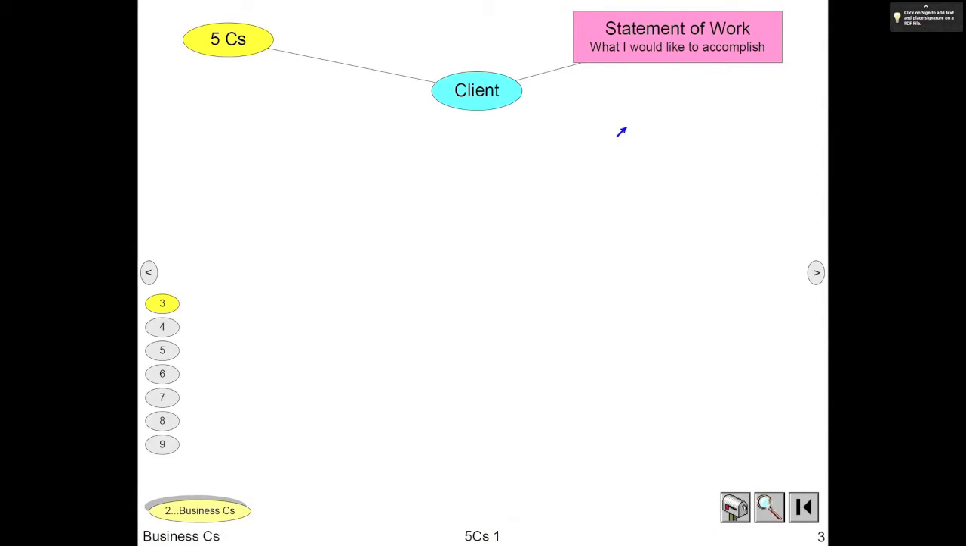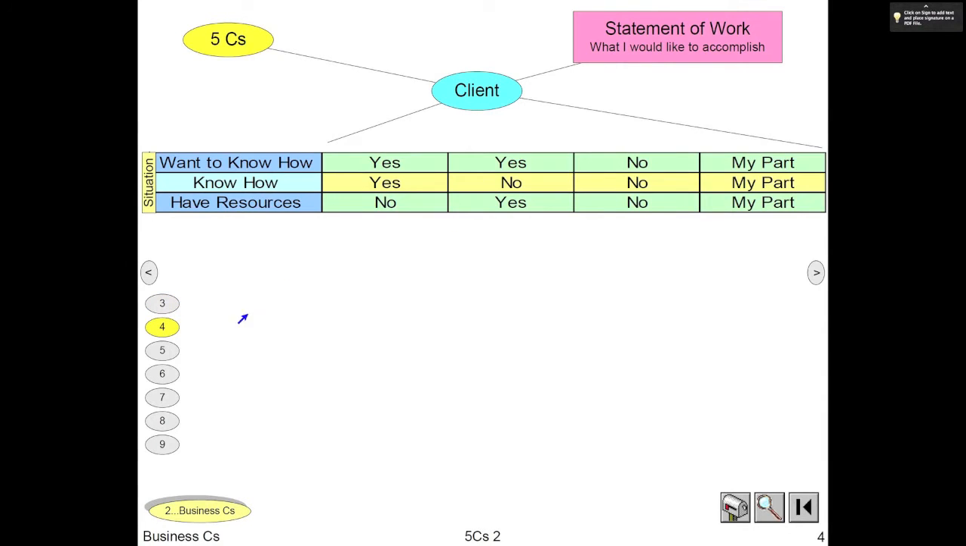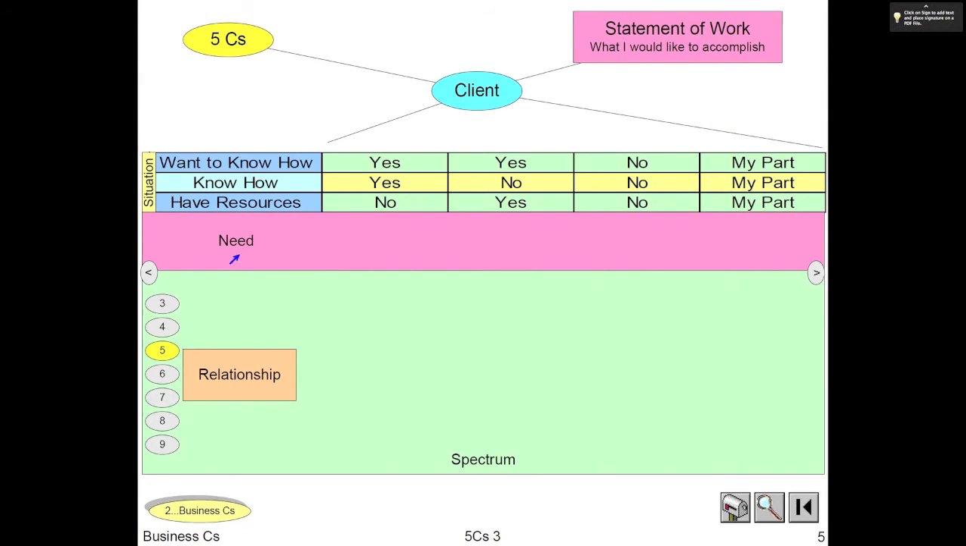First C is the client, and the client is responsible for the statement of work. What do I really want to try to accomplish? The client is also responsible for thinking through his or her situation. Do I want to know how to do this job? Do I know how to do this work? And do I have the resources to do this work? Depending on the answers to those three questions, there is a need and a relationship that emerges.